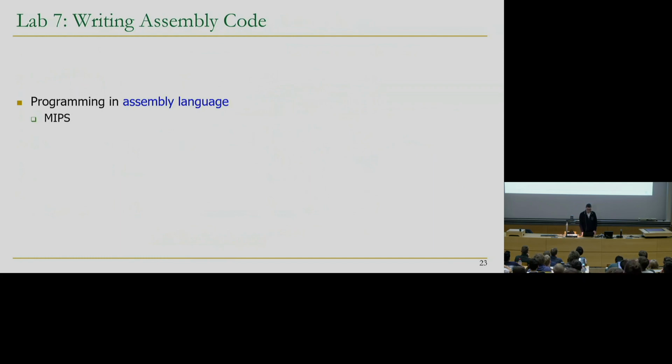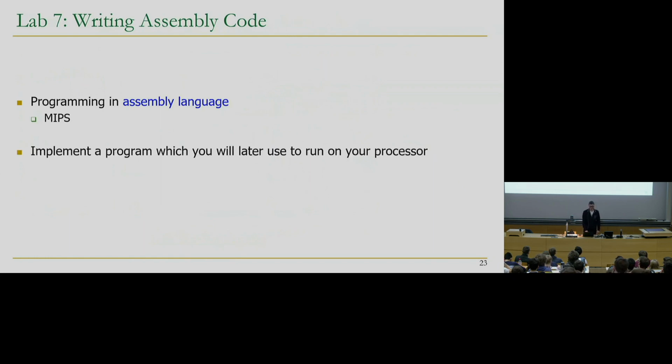In lab 7, we will move to a slightly higher level of abstraction, and we will be working with assembly language, so we will basically write a program using MIPS instructions. This is a particular ISA, like x86 that Intel uses in their processors. So using MIPS, we will be writing some simple programs. And those programs will be running on the processor that you will be designing in lab 6 and lab 5.